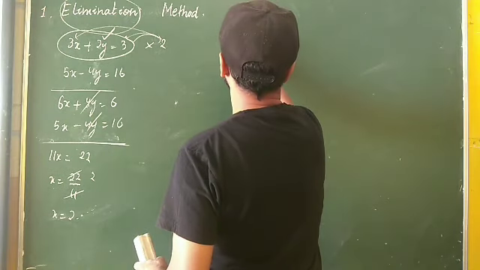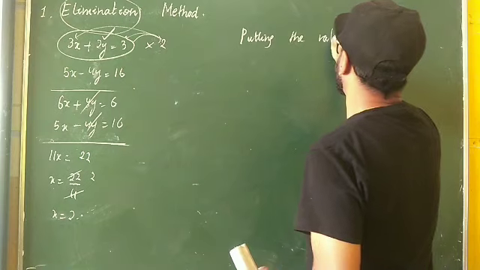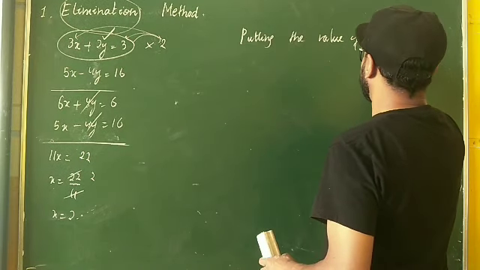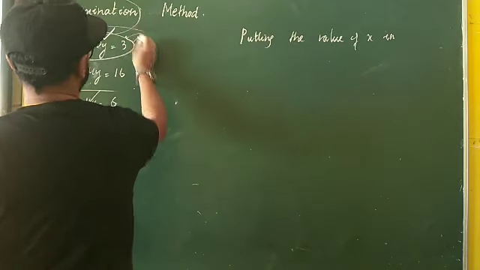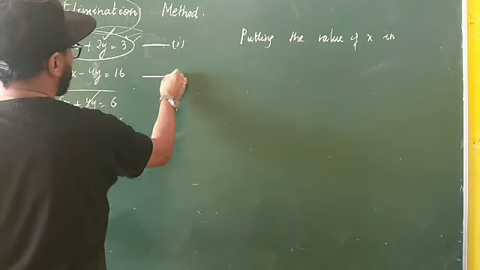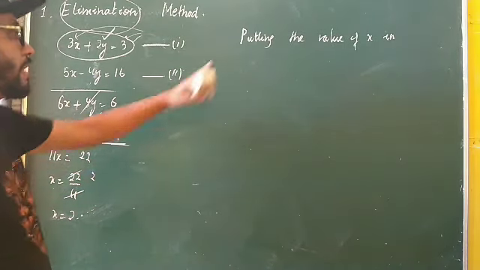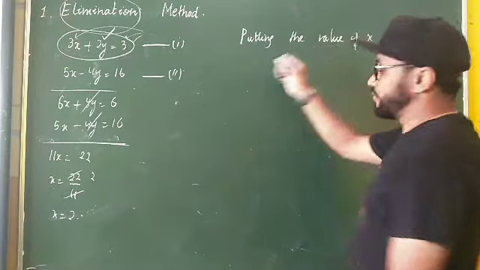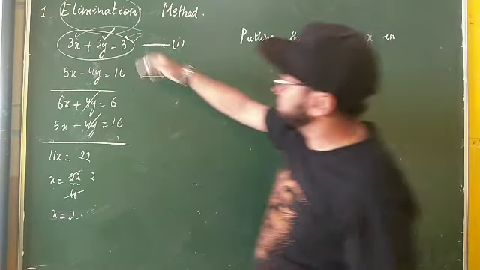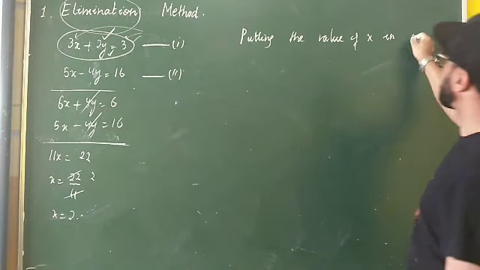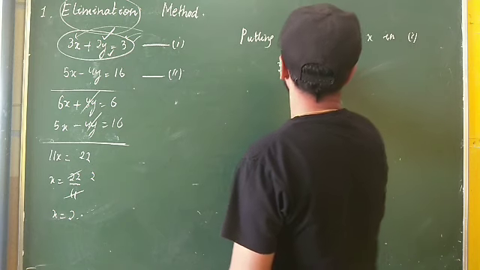Now, putting the value of x in where? If you look at this one, we have two equations, equation number 1 and equation number 2. Now you can use any one of these equations to find the value of y. So putting the value of x in, whichever equation you find easy. So this equation is easy. So this is your 3x plus 2y is equals to 3.